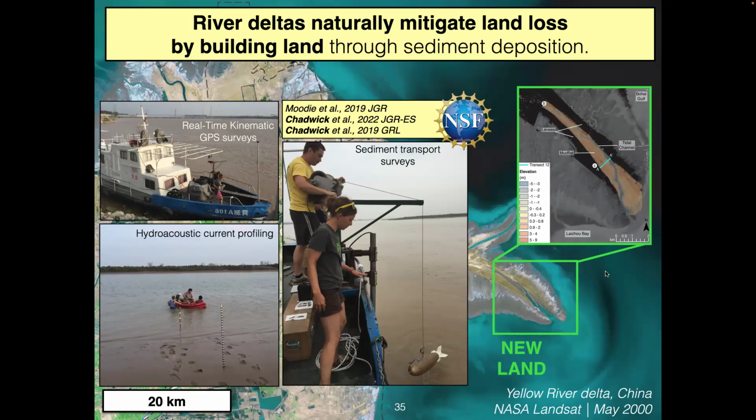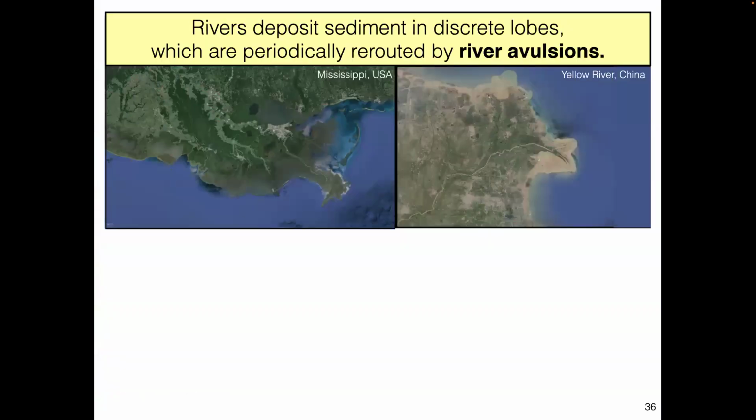But for this section, what I want to do is step back and talk about what we can learn from these studies and other studies about delta response as a whole. A big part of this is that rivers deposit sediment in discrete lobes on these deltas, and periodically reroute these lobes through what's called a river avulsion. I'll show you what I mean by that, starting with our friend the Mississippi Delta here on the left.